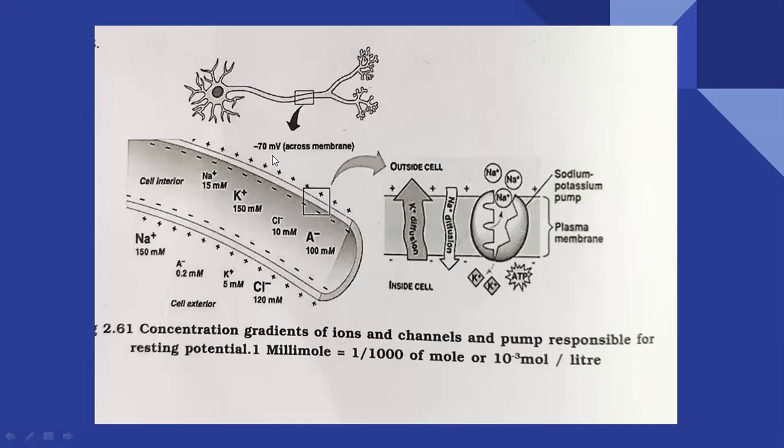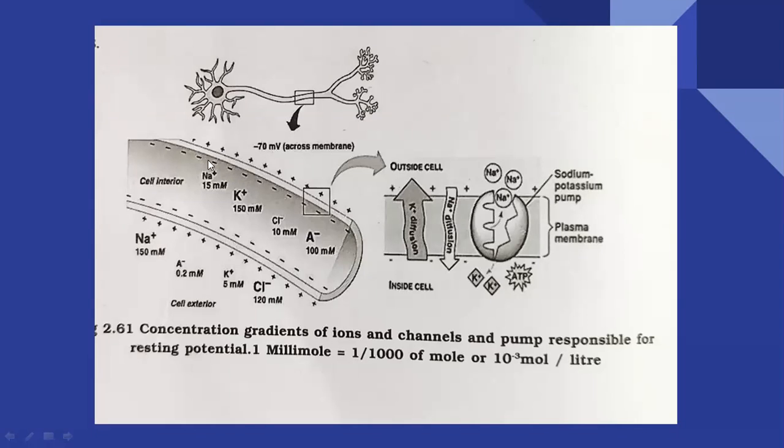When the neuron is not doing anything, what will be the condition? Outside, a positively charged condition will be there, and inside, a negatively charged condition will be there. That means when compared to the exterior, the interior will have a more negatively charged condition. So the difference between outside and inside potentials is minus 70 millivolts. When compared to outside, inside a minus 70 millivolt difference will be there.